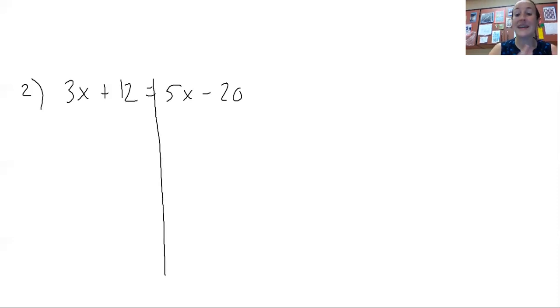Okay. Can I distribute anything? Nope, no parentheses. Can I combine like terms on either side? Nope, x and a constant, I can't put those together. Can we move a variable? Yes, that's what we're focused on today.